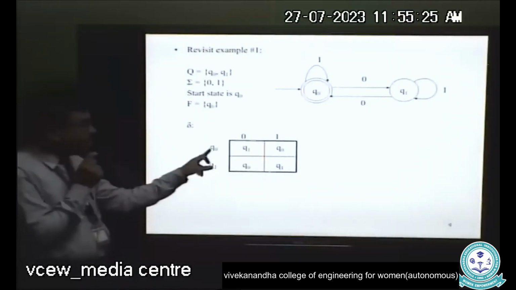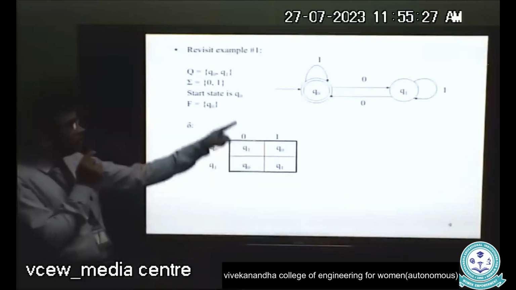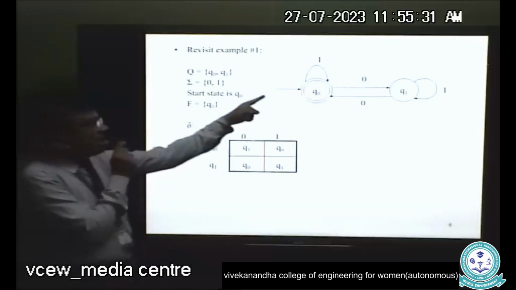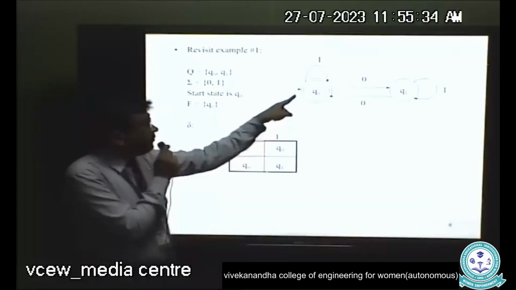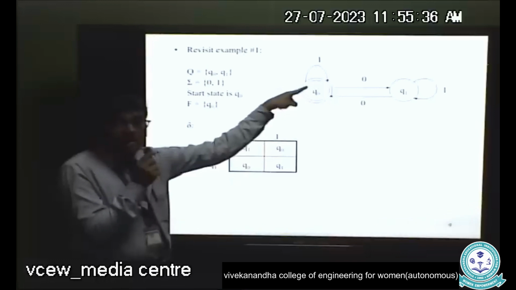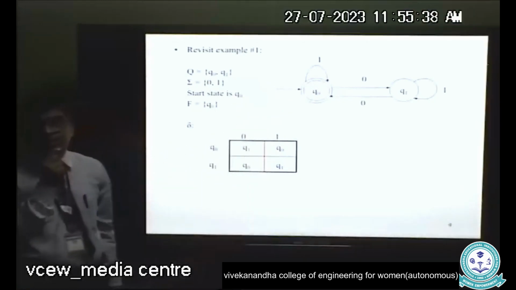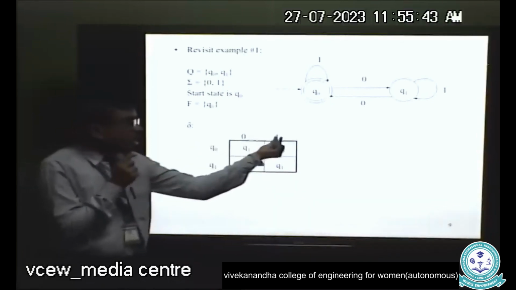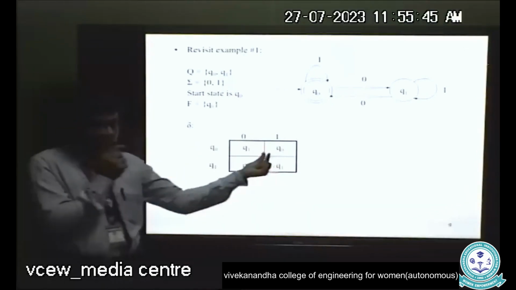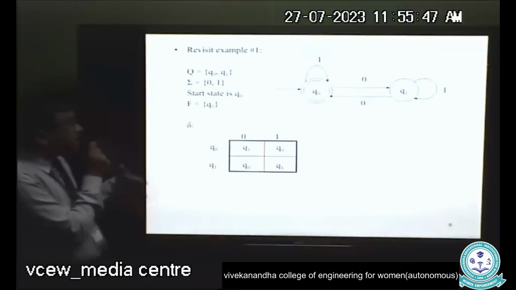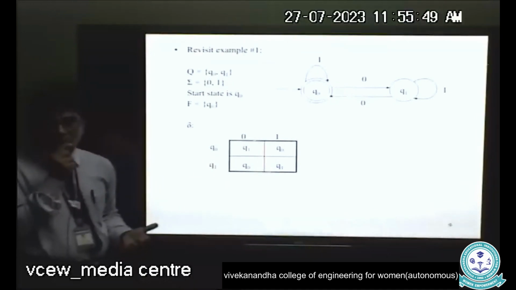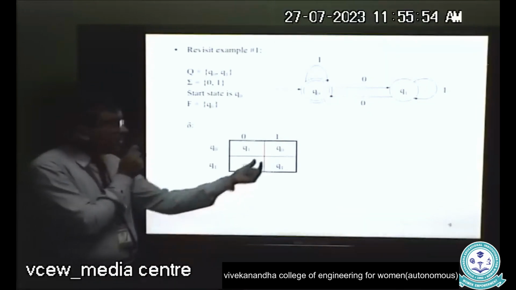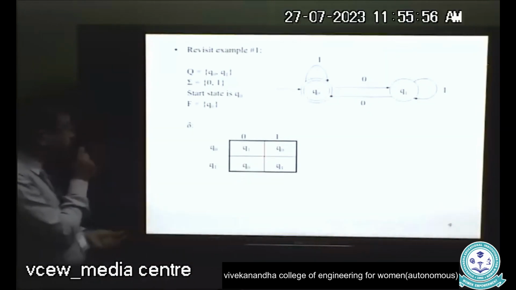And the same for Q0 on 1. Check Q0 on 1 in your transition diagram. Q0 on 1, the input is traveling from Q0 and again reaching Q0 itself. So I can mark it as Q0. Q0 on 1 is again reaching Q0. So this is called a self transition. The input symbol is traveling to the same state itself, so we can call it a self transition.